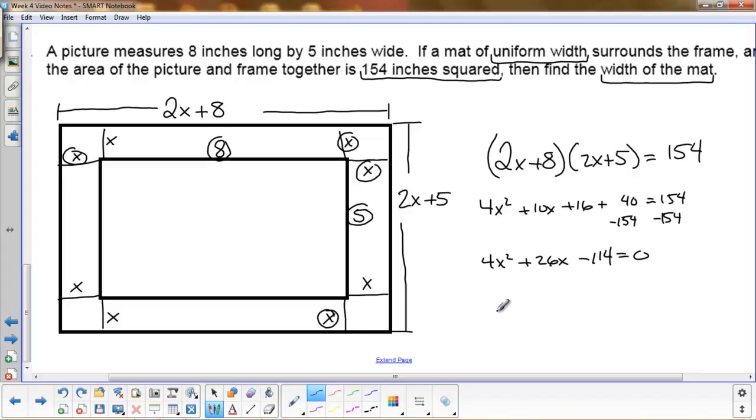All right, now that you've gone ahead and done that, you should have come up with the positive value of x equals 3. And with x equaling 3, that's going to be your border of uniform width. That is going to be the width of that mat. Quadratic problem solving can be a little bit tricky, so please make sure that you get all of your questions answered in class tomorrow.